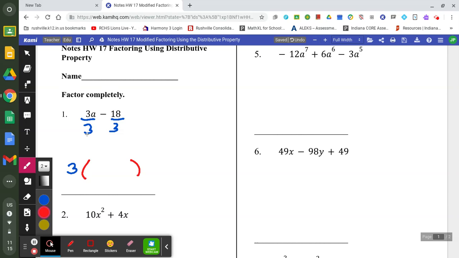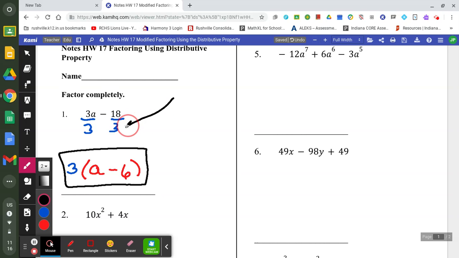And now comes the dividing. So positive 3 divided by positive 3 is 1. And then I have my a. And we usually don't write the 1 in front of the a. Then my minus sign. And then I have 18 divided by 3 gives me 6. So my entire answer is 3 times the quantity a minus 6. So again, 3 is the GCF.